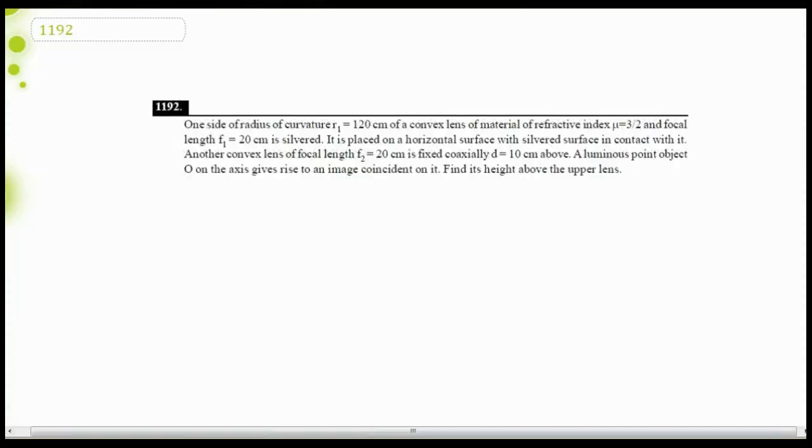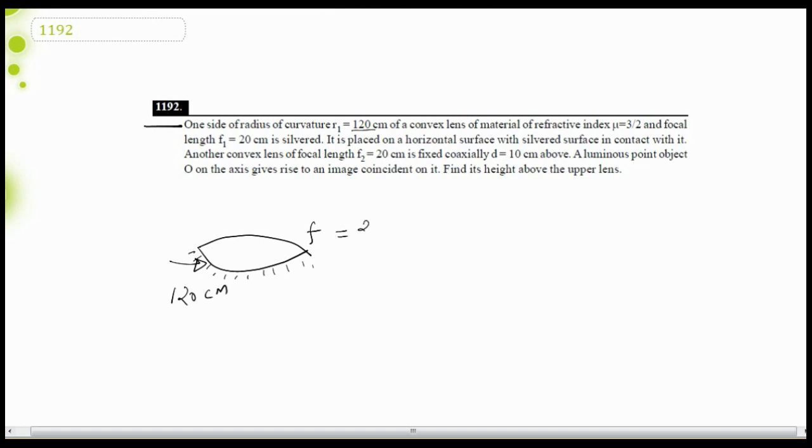Hello students, let's discuss question number 1192 from the book 1234. The question states that one side, of radius of curvature R1, which is 120 centimeter, of a convex lens of material of refractive index 3/2 and focal length f 20 centimeter is silvered. So it's been told to us that we have a convex lens. One side of that has a radius 120 centimeter and it is silvered.